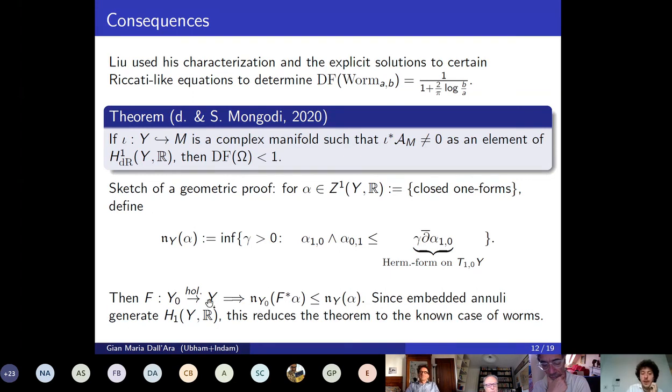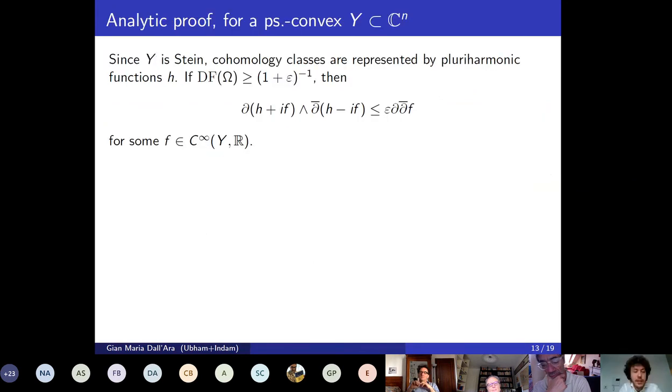And so the theorem actually, in some sense, reduces to the known cases of worms, where we actually know that the Diederich-Fornaess index is strictly less than 1, and these norms are positive. So this is just a sketch of a geometric proof. Let me show you instead an analytic proof of the same statement, in the simpler situation where Y, which was the complex manifold, is in fact a pseudoconvex domain itself inside C^n. Okay, let me just briefly sketch it.